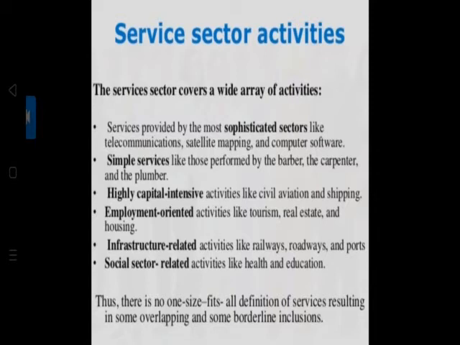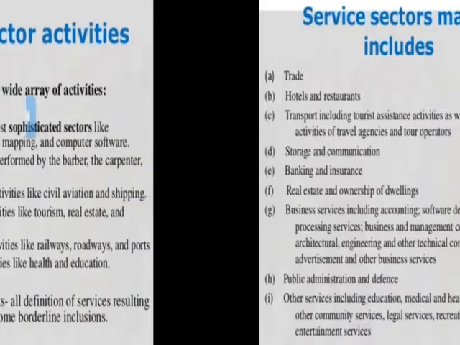High capital intensive activities, like civil aviation and shipping, are on a very, very large scale. Employment oriented is like tourism. Again, leisure, recreational, and real estate, when you're buying or renting a property, leasing, and housing. Infrastructure related can be roads, railways, ports. Social sector related activities include health and education. There is no one size fits all definition of services, resulting in some overlapping and some borderline inclusions.